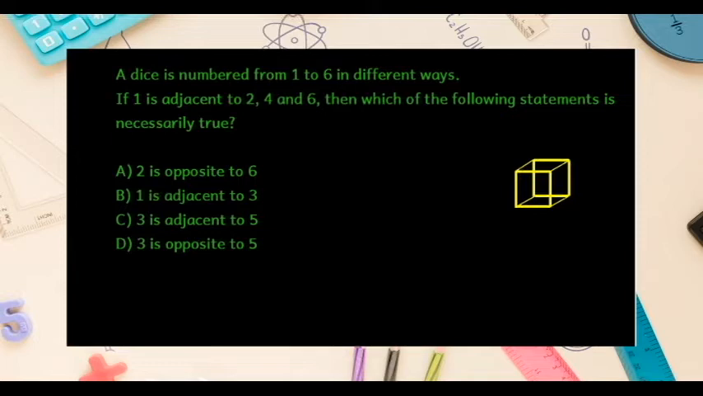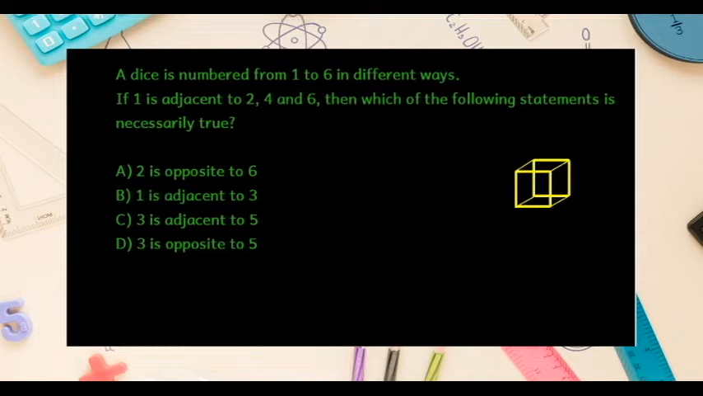Everyone, today I am here with a logical reasoning non-verbal question. So let us read the question and try to understand what the question is saying to us. The question reads as: a dice is numbered from 1 to 6 in different ways. If 1 is adjacent to 2, 4 and 6, then which of the following statements is necessarily true?